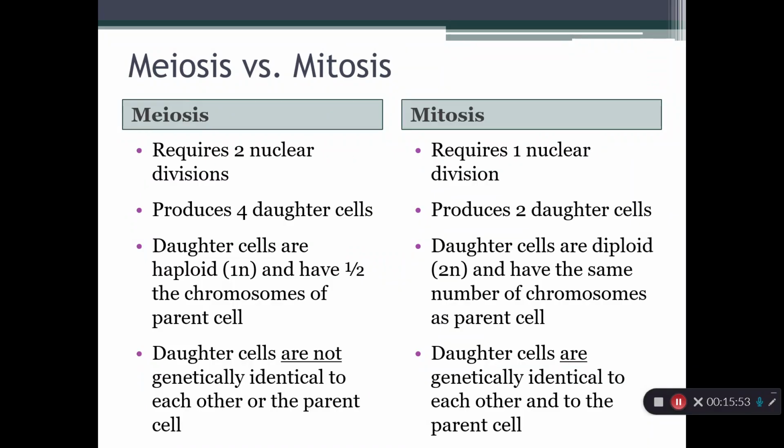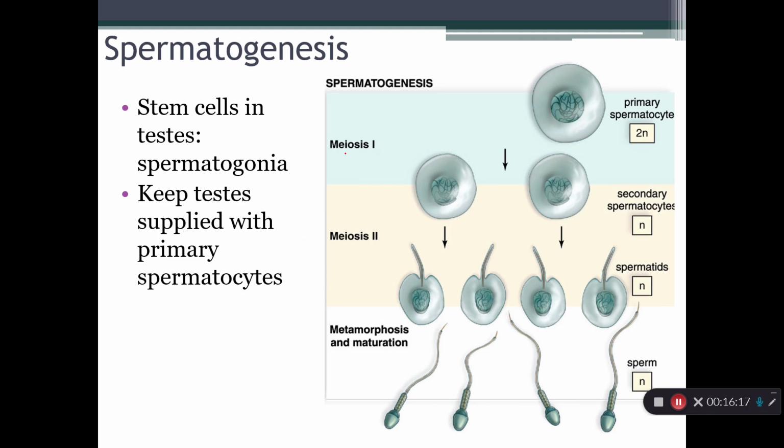Okay, so here's another image comparing. We just talked about meiosis, we'll do mitosis first. Mitosis is 1 division. It produces 2 identical diploid cells, and they're all identical. This is for skin repair, bone repair. Meiosis has 2 divisions. It produces 4 haploid cells. Haploid cells. They are all different.